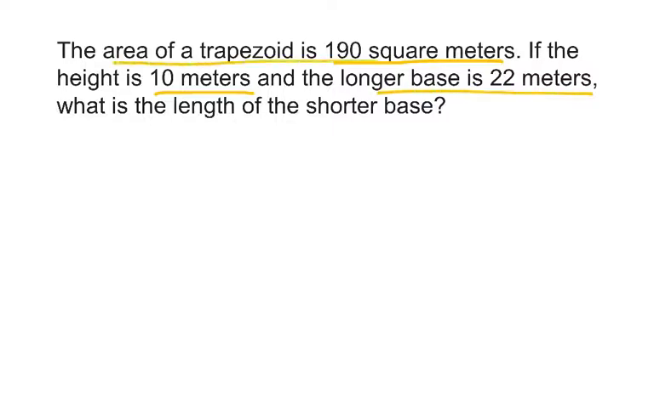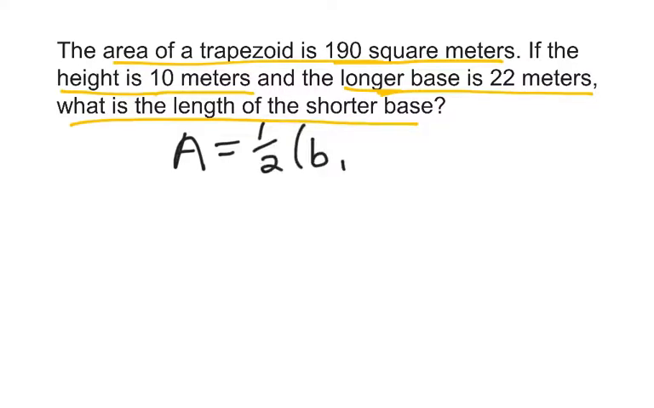First step we need to make sure we're doing is identifying important information. So we have the area, which is 190. We have the height, which is 10. We have the longer base, which is 22. And our question, what is the length of the shorter base? First step, we always need to write the formula. Well, the formula for the area of a trapezoid is area equals 1/2 of the sum of the bases, which we can identify as base 1 and base 2, times the height.